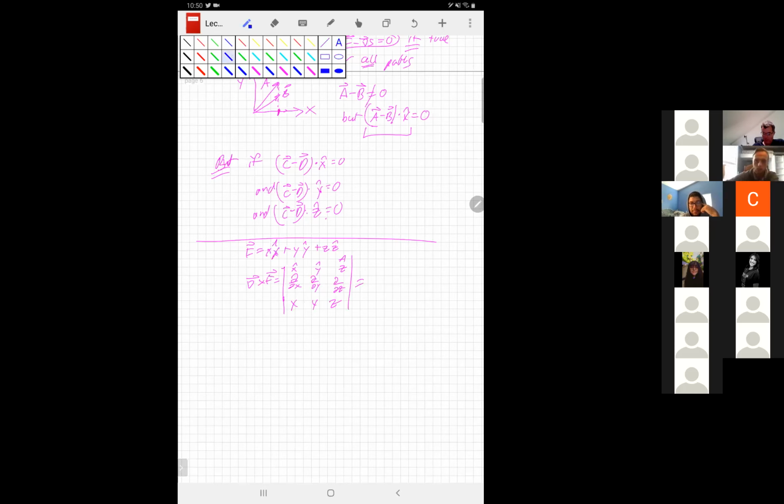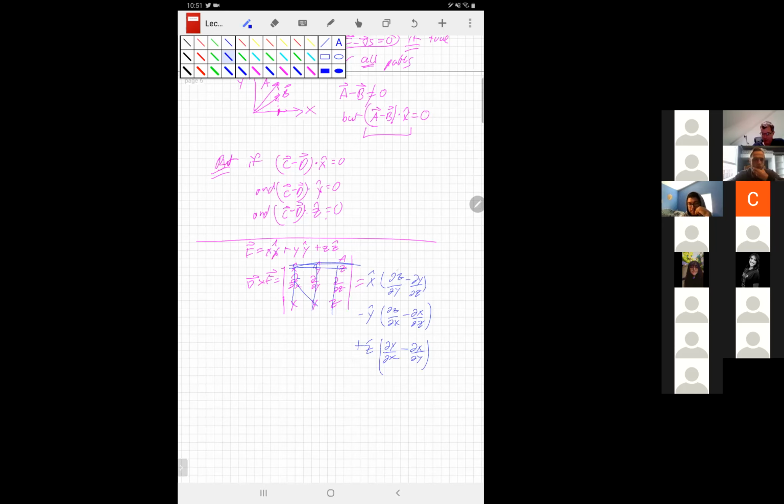In this problem, we're going to get x hat times (partial z partial y minus partial y partial z) minus y hat times (partial z partial x minus partial x partial z) plus z hat times (partial y partial x minus partial x partial y). You just take the derivative, and if it comes out to be identically 0 for every x, y, and z, then the curl is 0 for all x, y, and z.